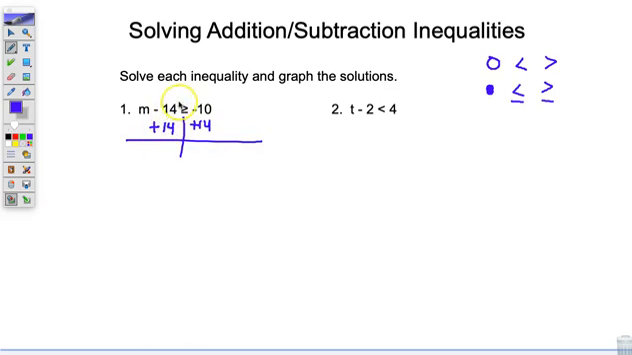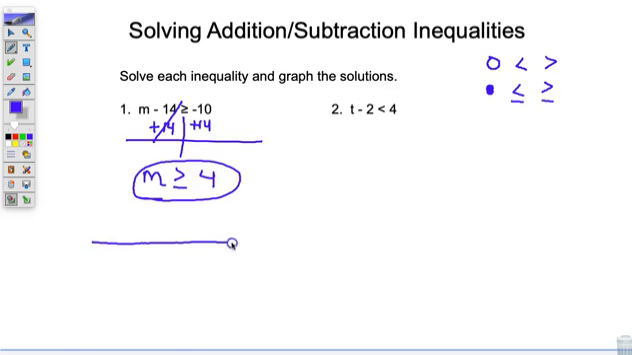-14 plus 14 is 0. So we're going to bring our m straight down along with our greater than or equal to symbol. -10 plus 14 is equal to 4. So this is only part of our answer. With inequalities, you have to provide a graph. So if a graph is not drawn for you, just go ahead and draw a single line. Always show where 0 is, and then show where your answer is, which is +4. I'm going to put it right here.